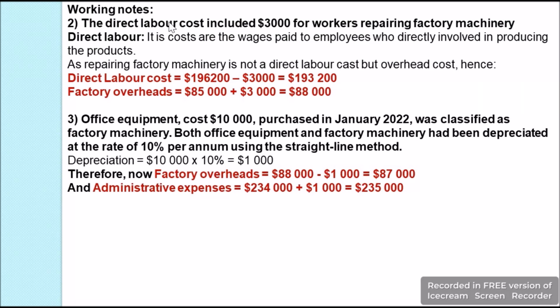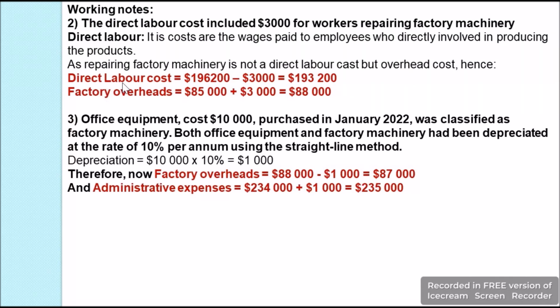Then further additional information which is provided states that the direct labor cost includes $3,000 for workers repairing factory machinery. Direct labor cost is the cost or the wages which we pay to the employees who are directly involved in the production. Like if we are in a manufacturing business, manufacturing wooden furniture, the wages which are paid to the carpenter will be the direct labor cost. And when they are paid for the repairs of factory machinery, this is not the direct cost, this is the indirect cost or the overhead cost.